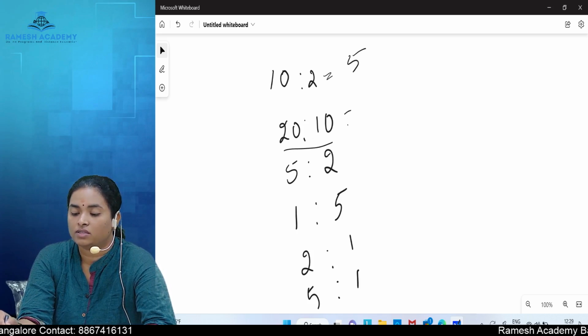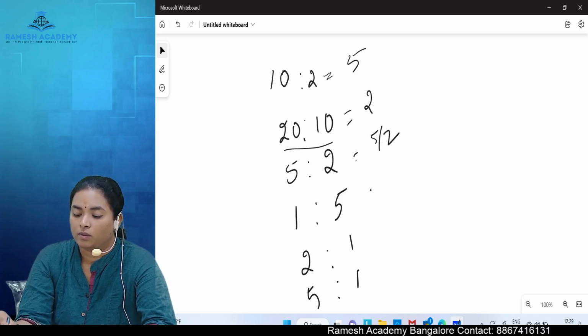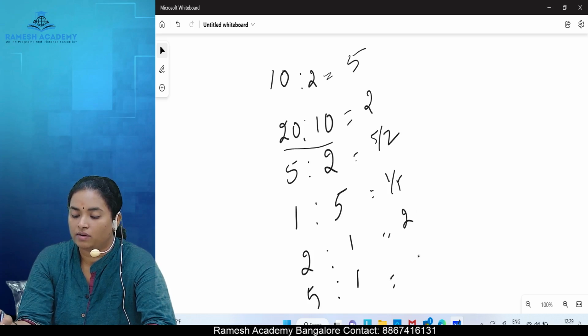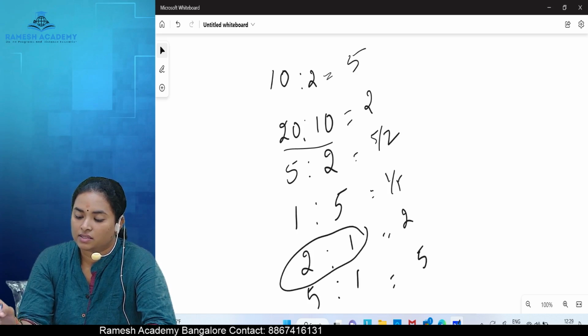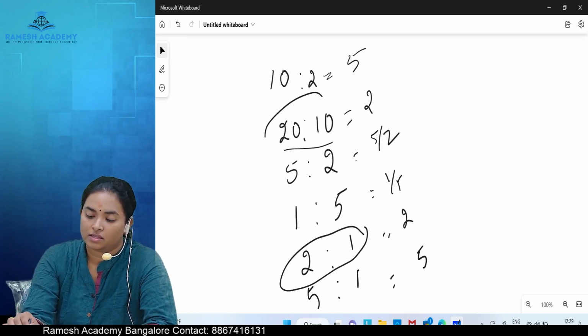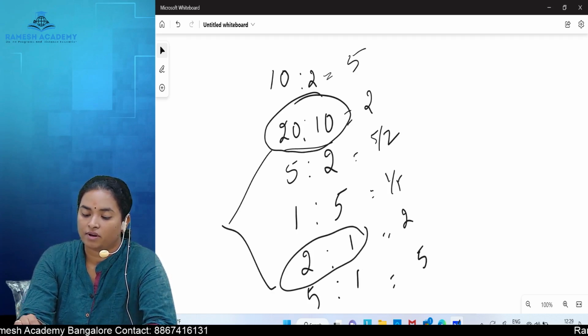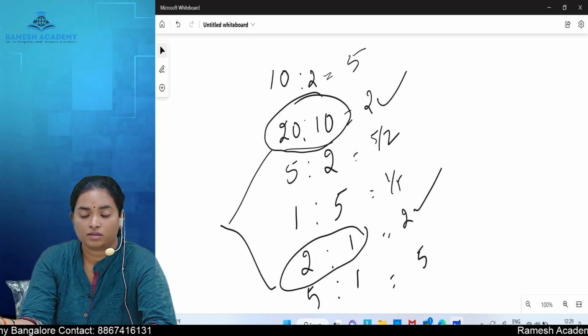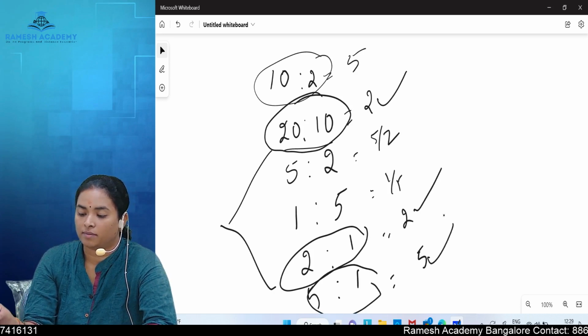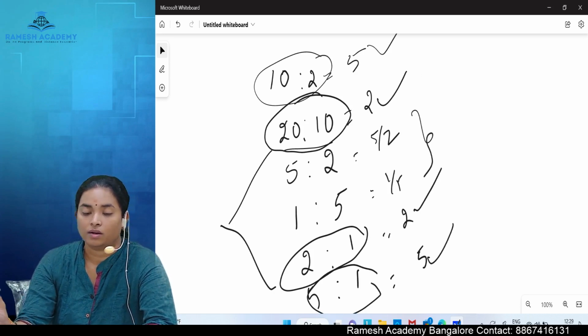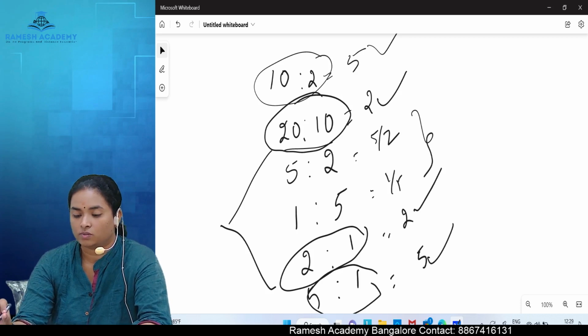20/10, so it is 2. Here 5/2, it's a 5/2 only. Here 1/5. Here 2/1 is 2. Here 5. In this I can say this and this are having the same ratio because the results are the same. Now this and this are not the same, because these two are completely different. Get it? So this is what they mean.